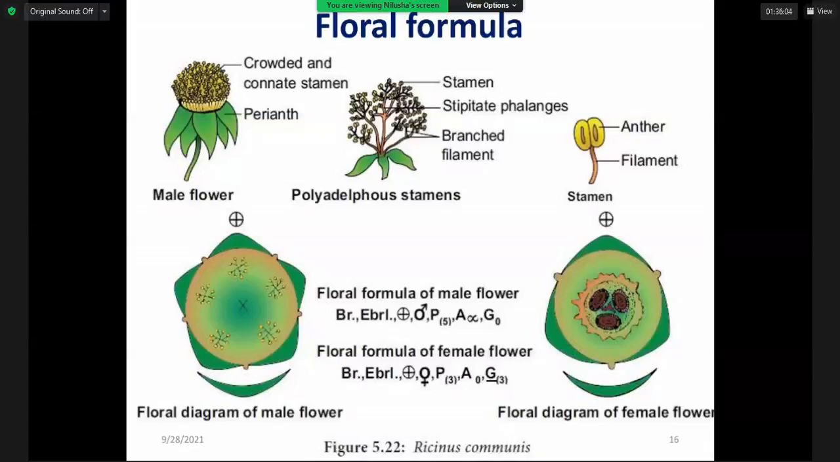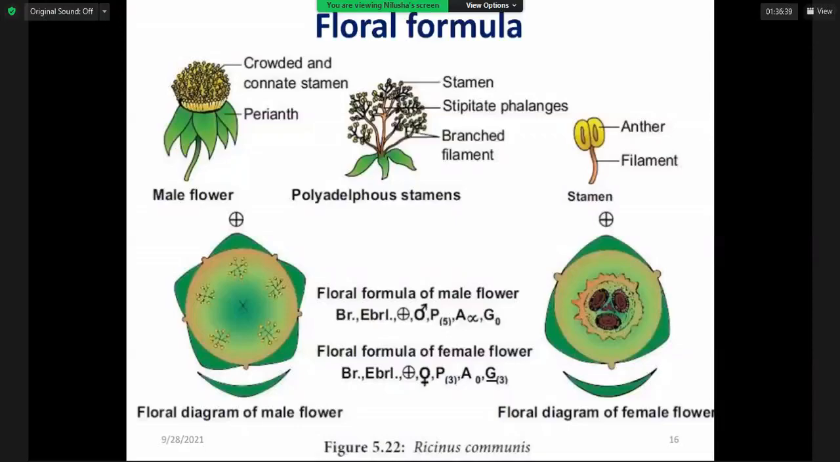That means they don't have bracteoles, so here we write EBRL for the absence of the bracteoles. Next, this symbol is for the actinomorphic flower. That means the flower has many axes of symmetry. Is it okay? Okay, ma'am. Next, what is the next symbol?